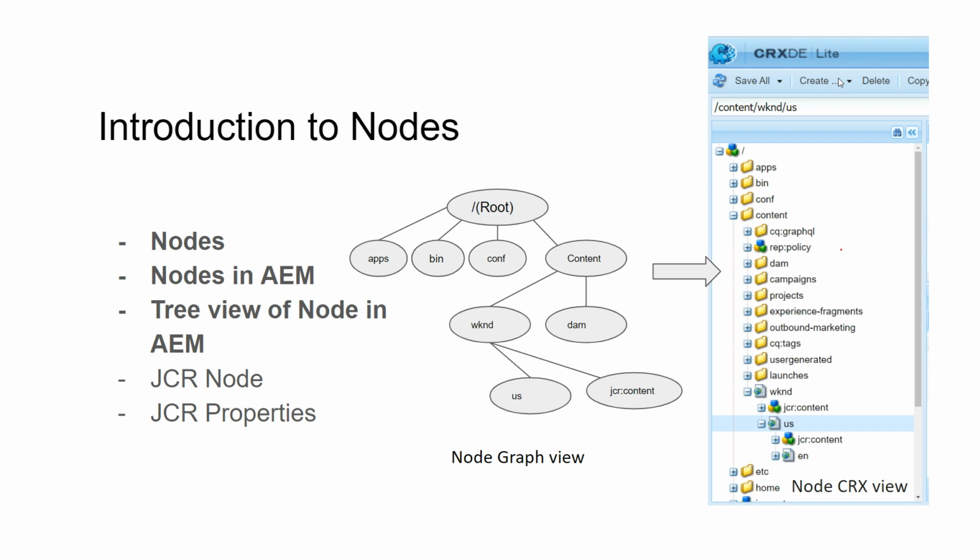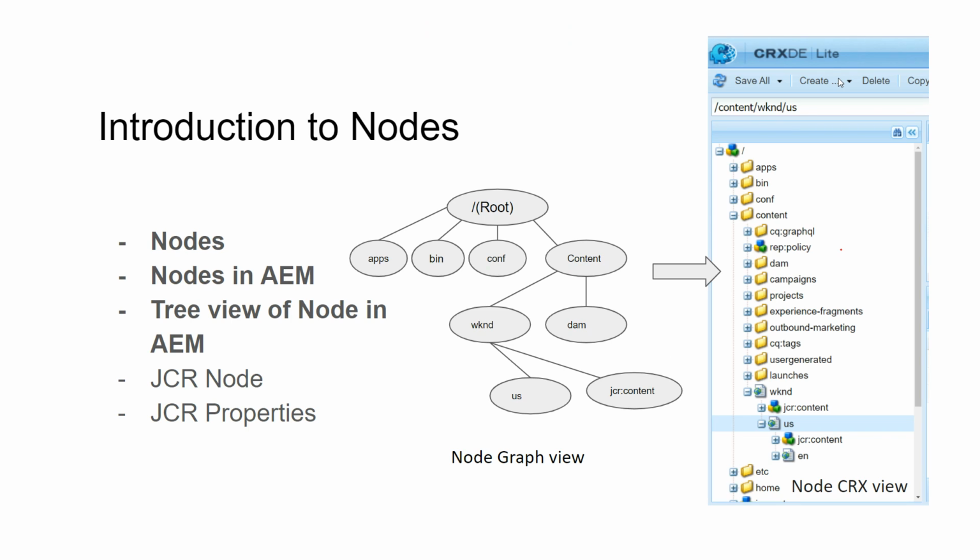Whatever you see is part of your project. If you are seeing page information, or JCR content information, that is a node. If you are seeing an image, that is a node. Every detail that we put inside AEM is considered an AEM node.